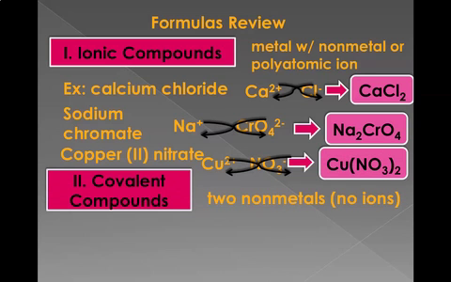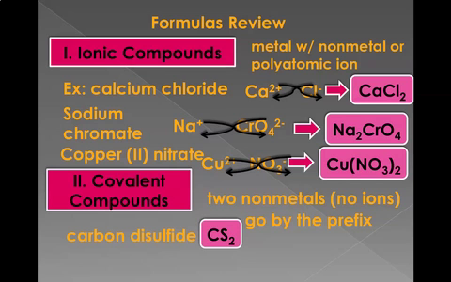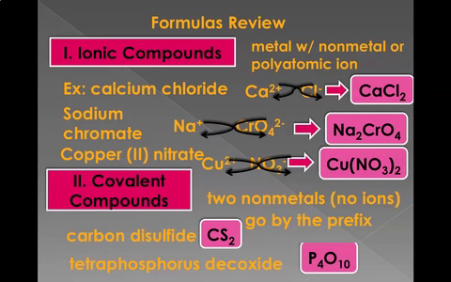So for covalent compounds, remember that is two nonmetals with no ions, and you go by the prefix. So for instance, carbon disulfide: carbon has no prefix, so that's 1. Di in front of sulfide means 2, so CS2. Tetraphosphorus decoxide would be P4O10.